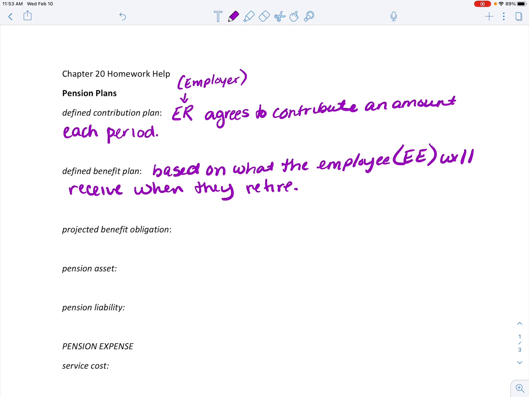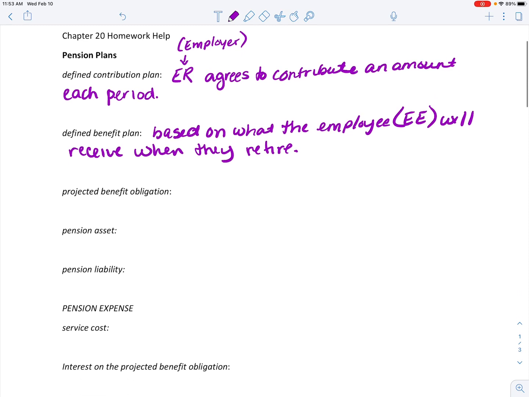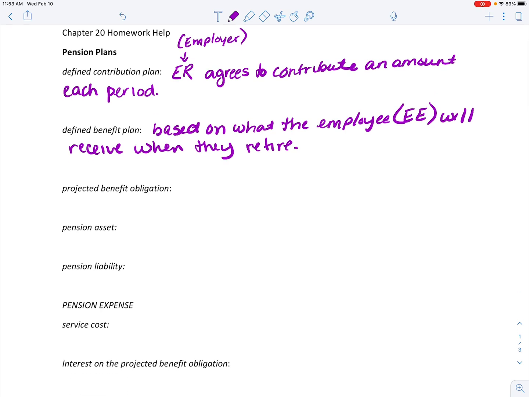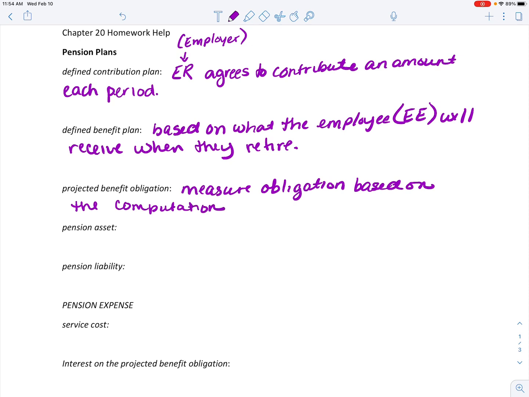So let's talk about some of these other terms you're going to see. The projected benefit obligation, what this is it measures the obligation, or what an employer has to contribute based on the computation of both vested and non-vested service using future salaries.